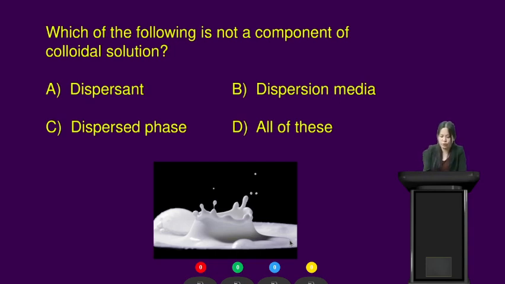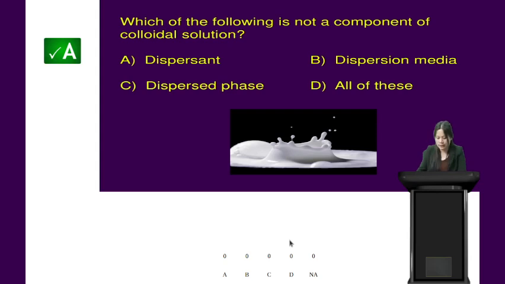And yes, we know that dispersed phase is a component of colloidal solution. It is a solute-like component. And dispersion medium or dispersion media is a component of colloidal solution. It is solvent-like. So B and C are the components of colloidal solution. So the one that is not a component of colloidal solution is option A, so the correct answer is option A, that is dispersion. Okay, dispersion is not a component of colloidal solution.